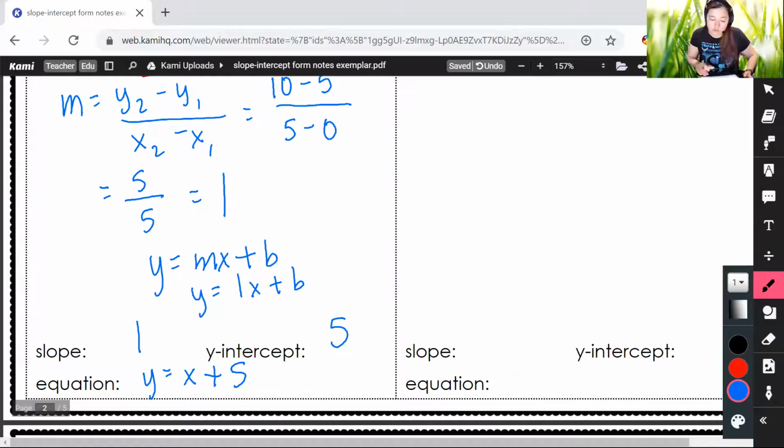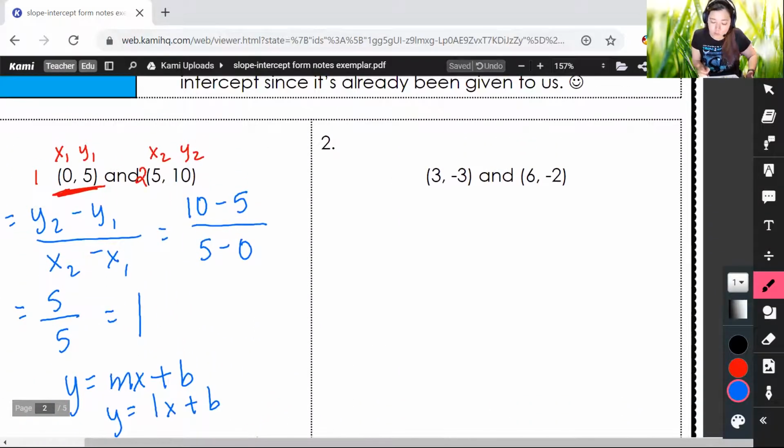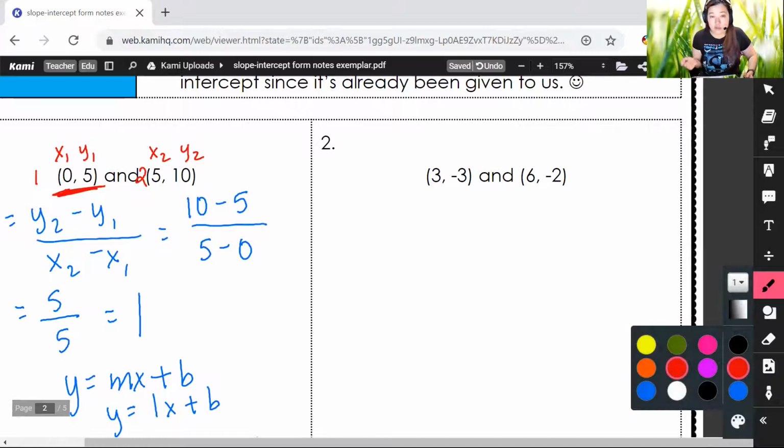Okay, so that was an easier question because we didn't have to solve for the y-intercept, but let's look at one where we do. So if you look at these 2 points, x is 3, x is 6, so there's no y-intercept here. We're going to have to solve for it. Before we do that, let's go ahead and find the slope first.